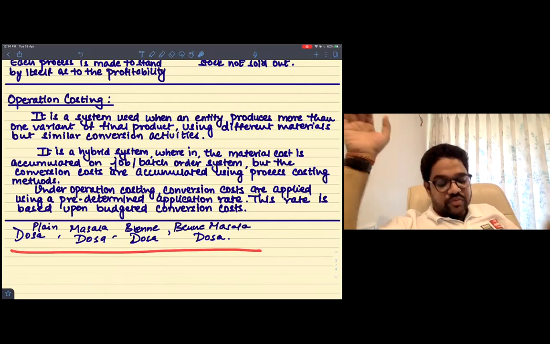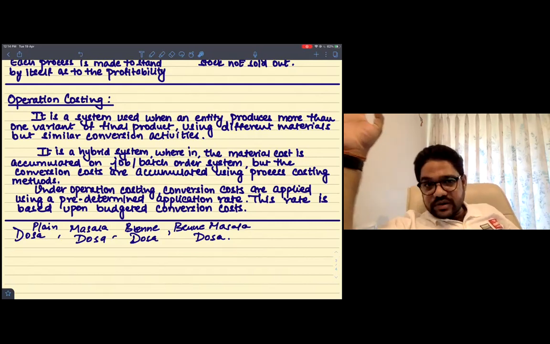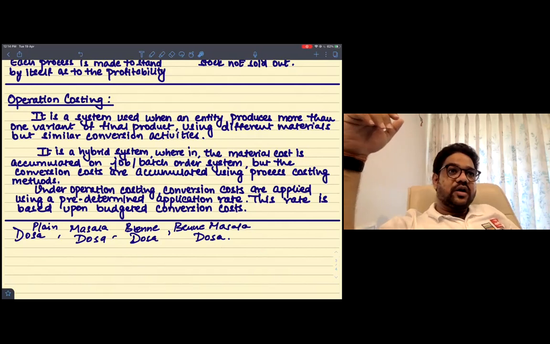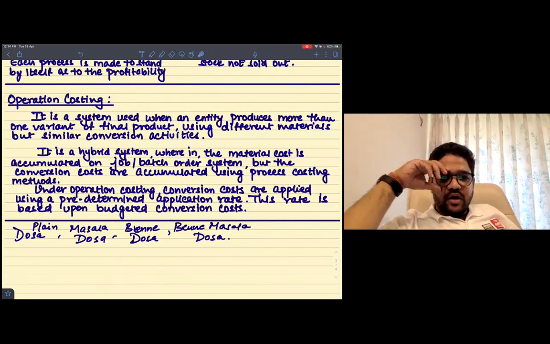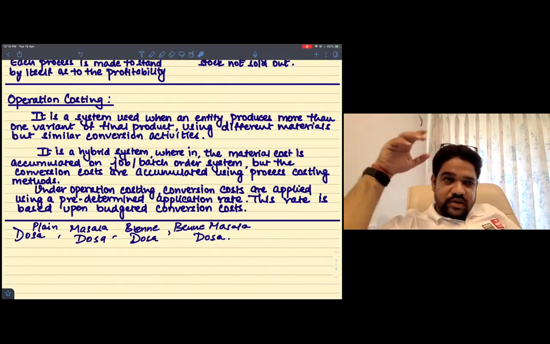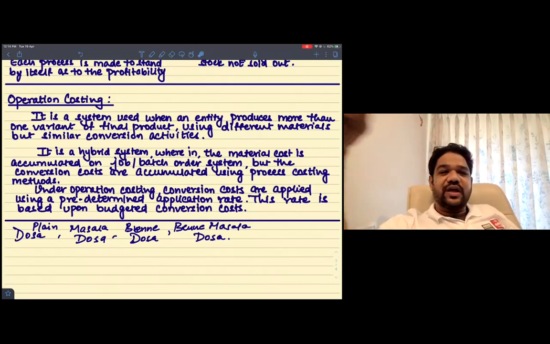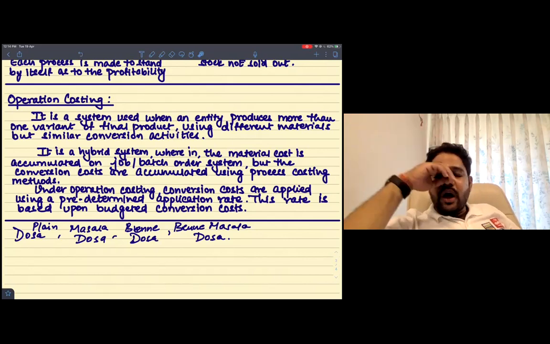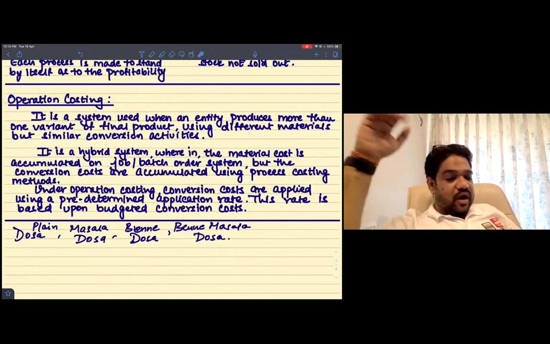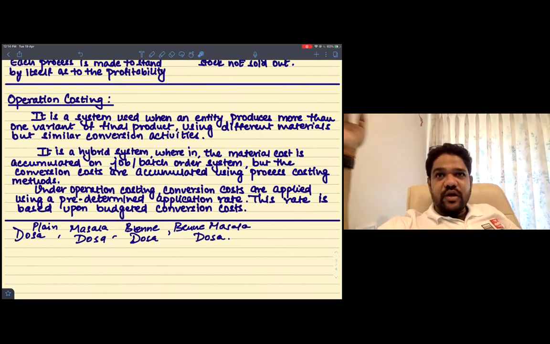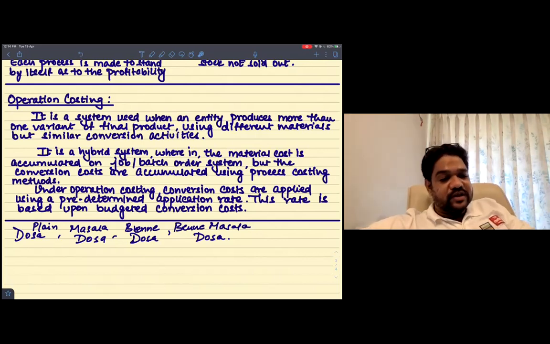This is your best example to understand operations costing. The way of conversion is almost the same. The only thing is you just keep adding one or two processes to complete the final product. So very simple topic again from your theory standpoint. You don't have a lot, and this also gets finished over here. So you're done with this chapter as well.